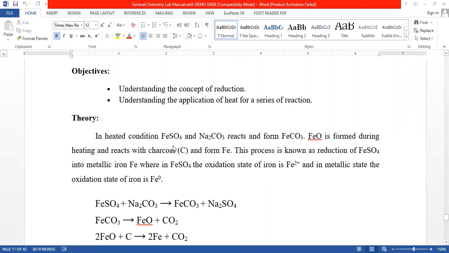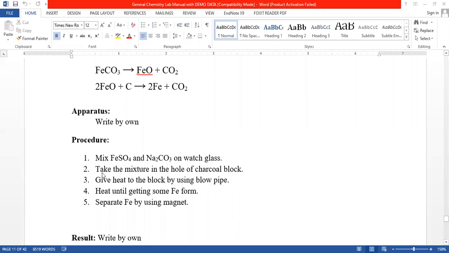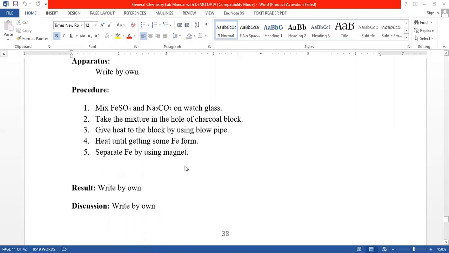When you will be able to conduct this experiment, you will find the apparatus: charcoal block, blow pipe, then the watch glass, mortar, spatula, Bunsen burner. These are the apparatus. You have already seen the video demonstration, so you can write down from there also the apparatus. Procedure, already written here the procedure.